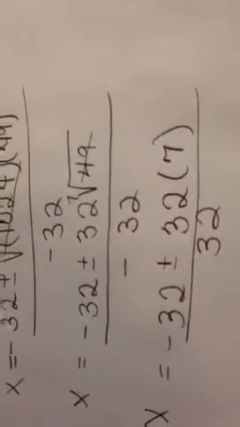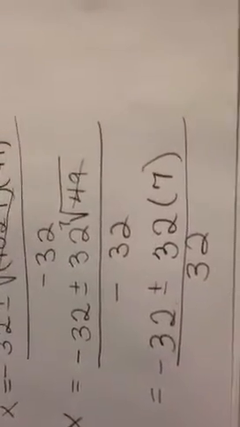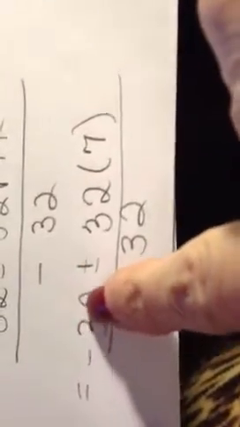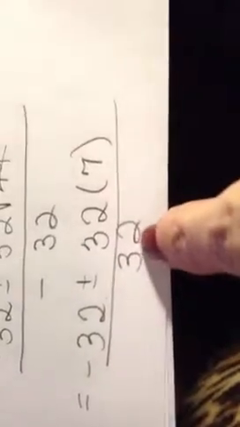But I just did it this way because then I can cancel out all the 32s and they become 1s. So then you have x equals negative 1 plus or minus 7. Because this thing right here becomes negative 1. Then this cancels in here too, and that becomes 1 times 7. So then it's all over 1. So then you're left with negative 1 plus or minus 7.